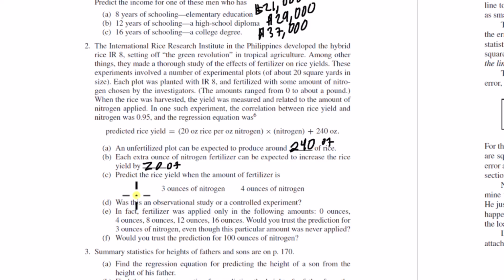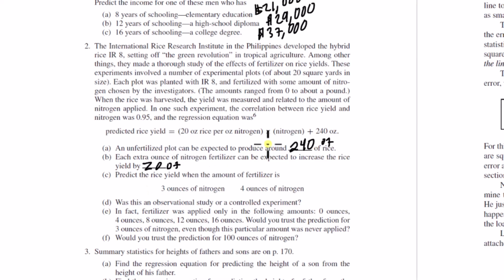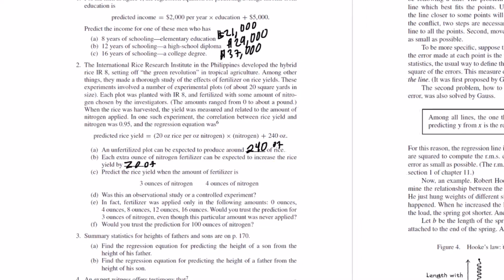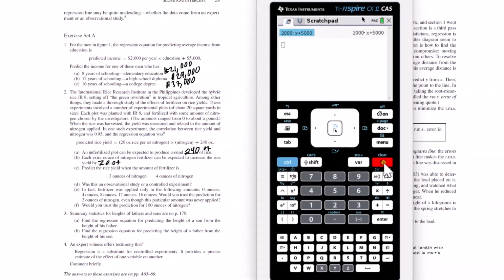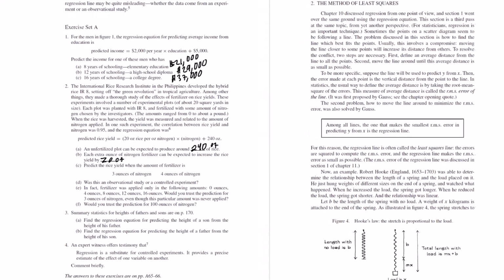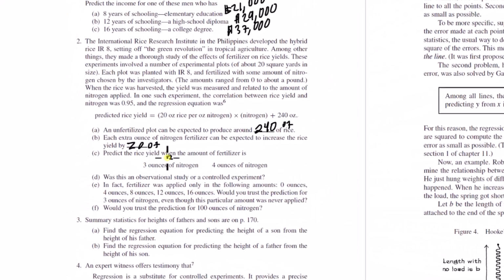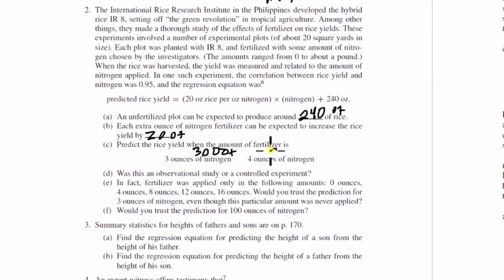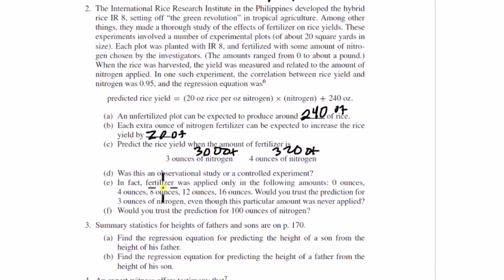Predict the rice yield when the amount of fertilizer is 3 ounces of nitrogen, 4 ounces of nitrogen. So, okay, you just plug it in. We've got 20 times 3 plus 240, then 20 times 4 plus 240. So 300 and 320. Okay, 300 ounces, 320 ounces.